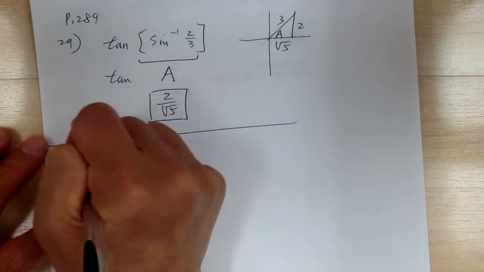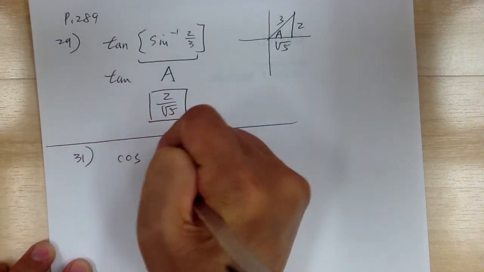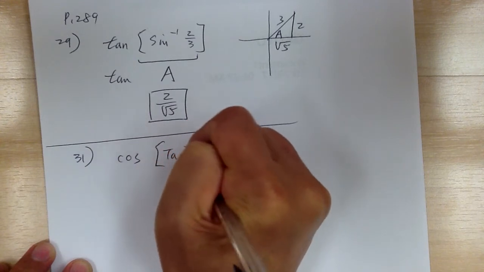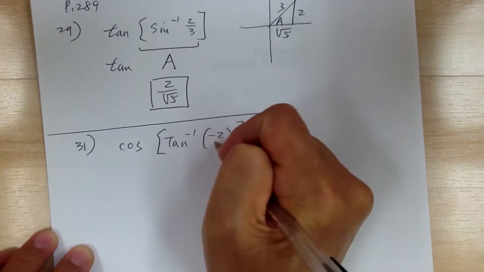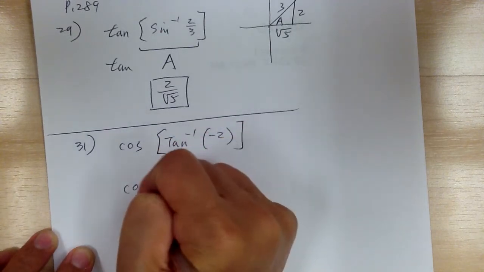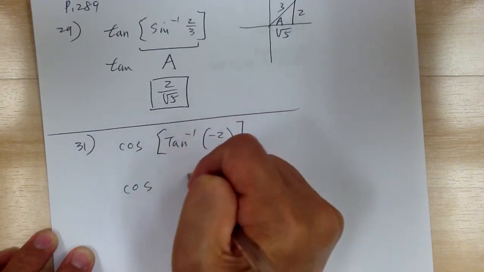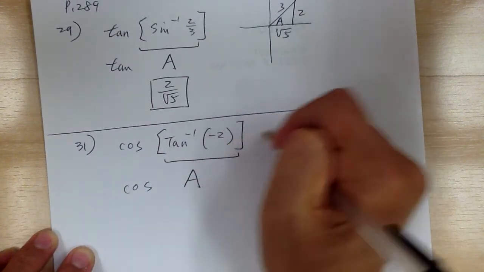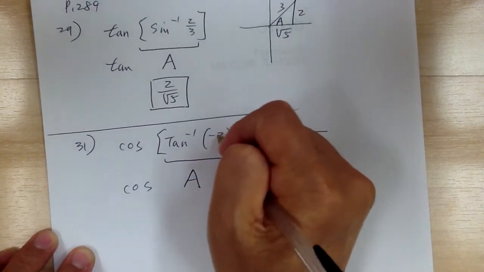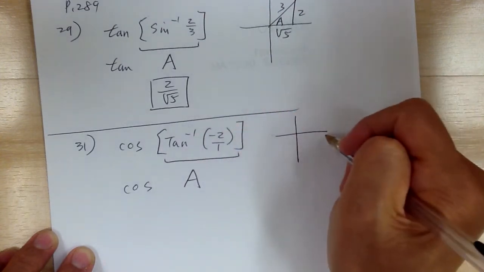Okay, let's go to 31. Cosine of inverse tangent of negative 2. So again, the inverse tangent is an angle. So this is your angle A, and you're looking for cosine of A. So go and draw a triangle and put it into a fraction, negative 2 over 1.